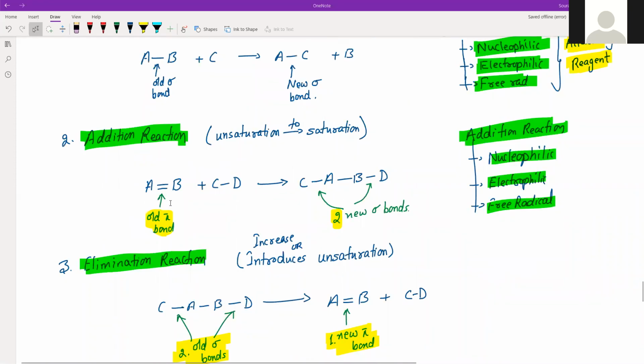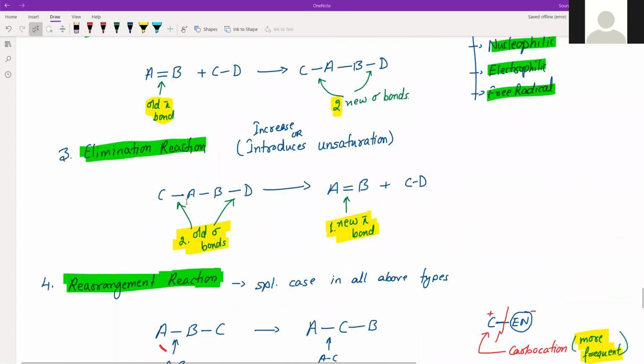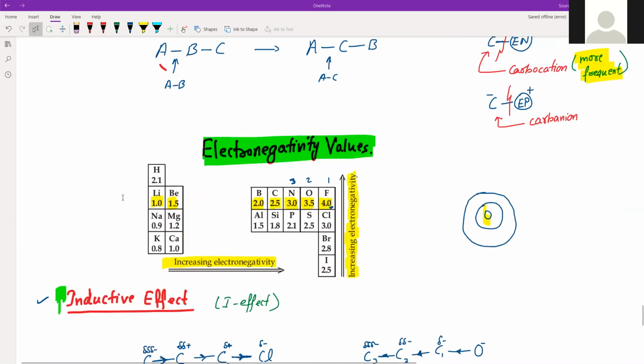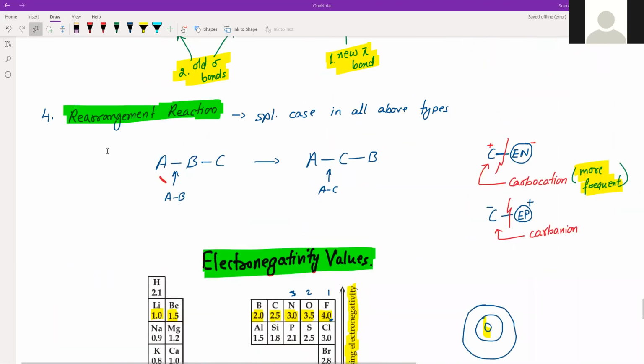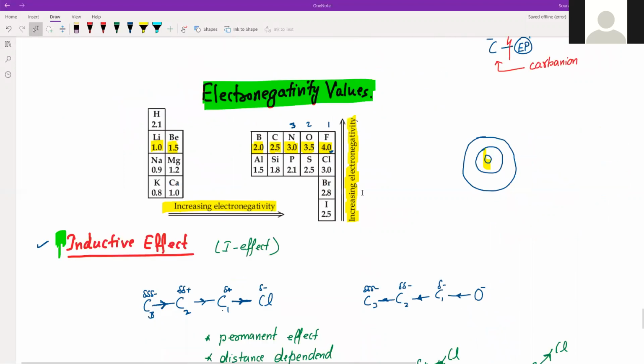Addition means from unsaturation we are moving towards saturation, and elimination is the opposite of that, that is, from saturation we are moving to unsaturation. And then we have seen rearrangement reactions, and these rearrangement reactions are mostly observed in carbocations and carbanions. Mostly they'll be in carbocations.